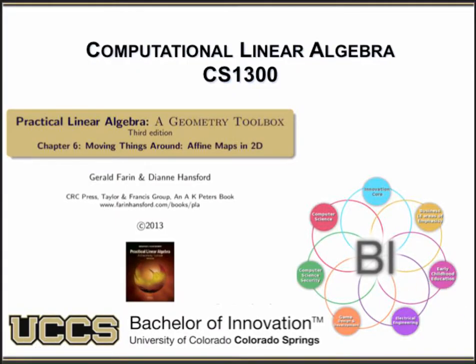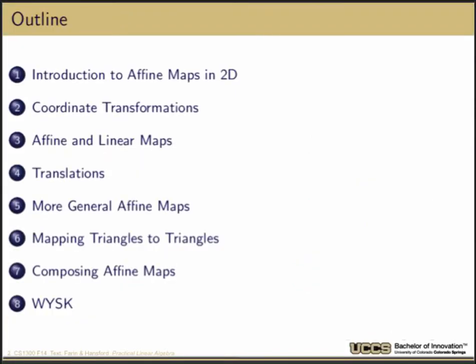Hi, and welcome to today's lecture covering Chapter 6, moving things around in 2D using affine maps. So we're going to look at affine maps, coordinate transforms, affine and linear maps, talk about the difference, look at how to do translations, talk a little bit about more general things, mapping triangles to triangles, composing affine maps, and then go back over the vocabulary needs, so what you should know.